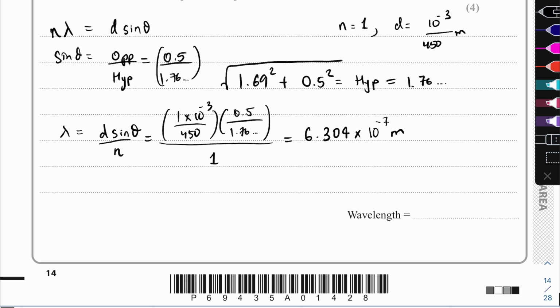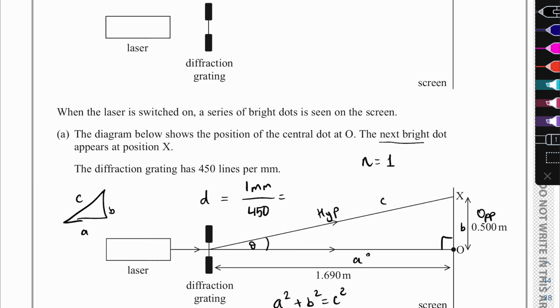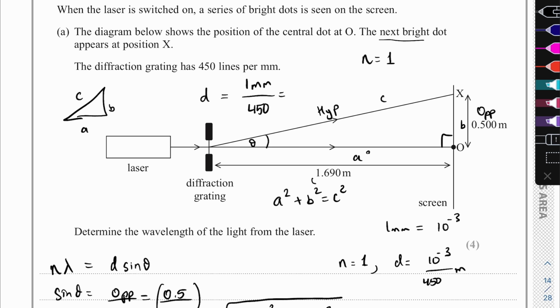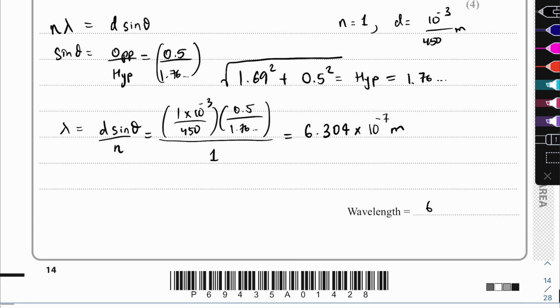Now is this the correct rounding? Let's check something. We have 1.690 meters, 0.5, and we have 450. So you can see 450 is two significant figures. So we can say it's 6.3 times 10 to the power of negative 7 meters. So this is the answer.